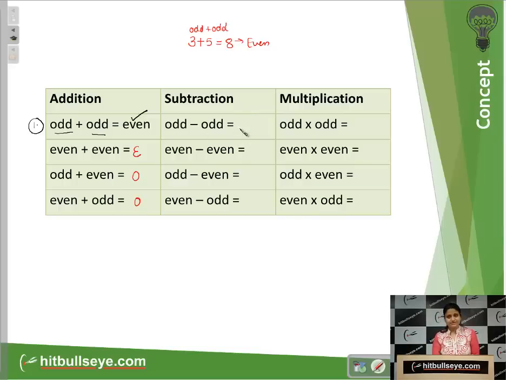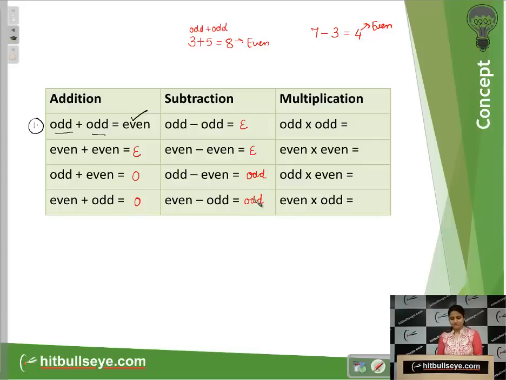Now odd minus odd. Here comes the subtraction part. I can take one more example. If I take 7, which is an odd number, and 3, and do the subtraction, I am getting 4, which is an even number. So I can say odd minus odd is always even. Even minus even is also even. Odd minus even is odd. Even minus odd is odd again.